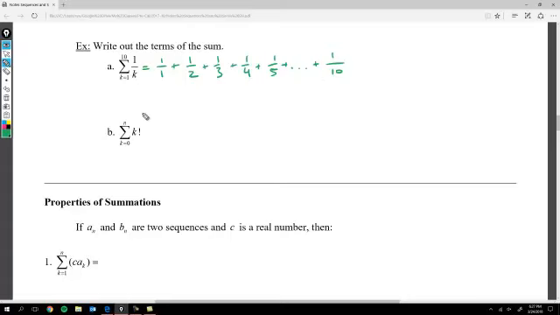Right, now what if you don't have a number up top? What if you have a variable like this? And sometimes there'll actually be an infinity up there. So what happens with that? Well, you just plug it in.